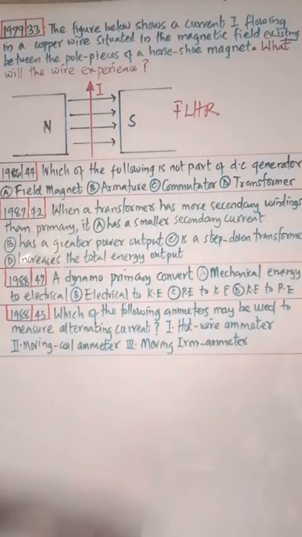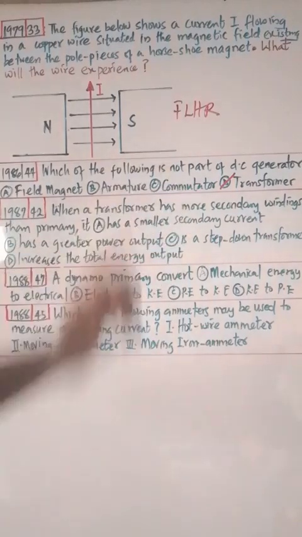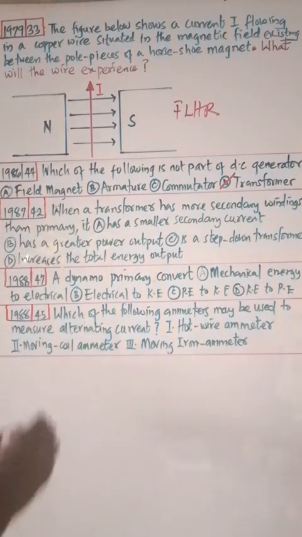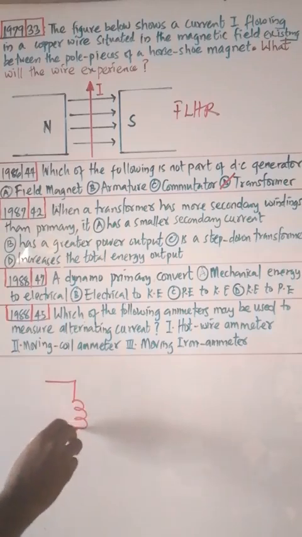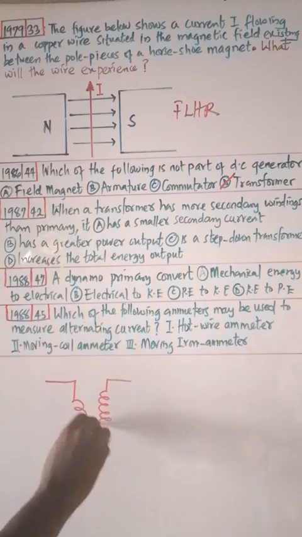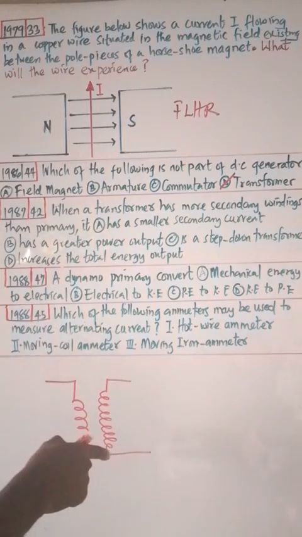Next, which of the following is not part of a DC generator? A DC generator doesn't have a transformer. It has a commutator, split ring, armature, and field magnet. It has nothing to do with a transformer. Next, when a transformer has more secondary windings than primary, so let's say this is the primary winding, we have 1, 2, 3. Then for the secondary winding, we have 1, 2, 3, 4, 5, 6, 7, 8. So in this case, what happened? This is a step up transformer.